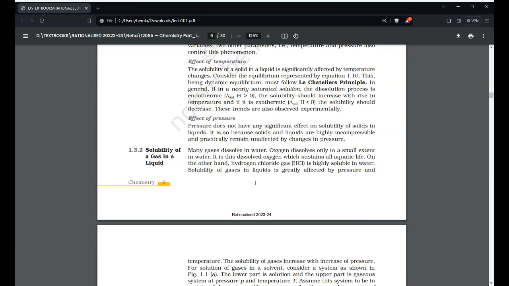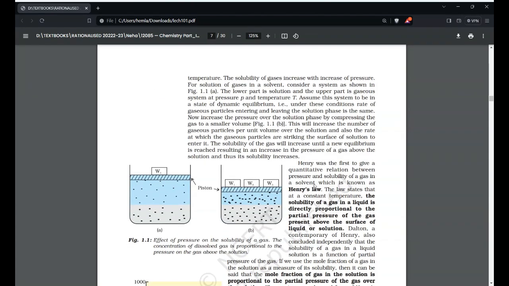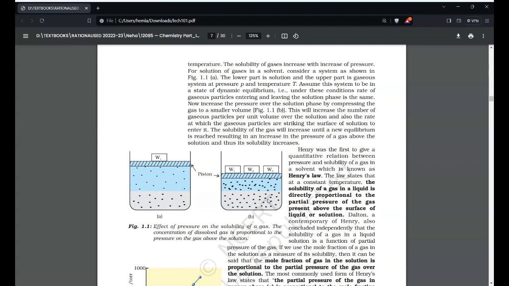For solution of gases in solvent, consider a system as shown in Figure 1.1. This is the figure 1.1. The lower part is the solution and the upper part is the gaseous system at pressure P and temperature T. Assume the system to be in state of dynamic equilibrium. Under these conditions, the rate of gaseous particles entering and leaving the solution phase is the same, as we have seen earlier. जो डायनामिक इक्विलिब्रियम होता है उसमें the number of particles going in and coming out is the same.